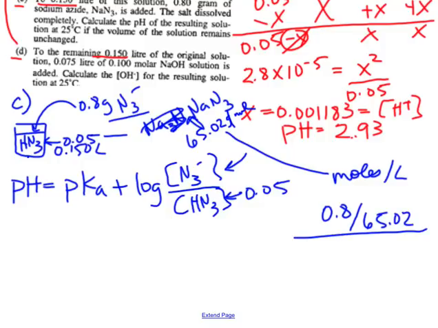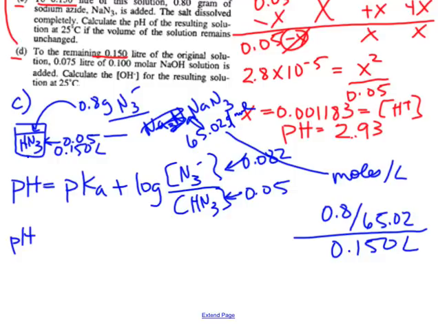Oh, how many liters did I have? 0.150 liters. So I'm going to get my calculator here because I didn't do this step before. I get 0.8 divided by 65.02, divide that by 0.150, and I get a concentration of 0.082. So now all I have to do is plug and chug.